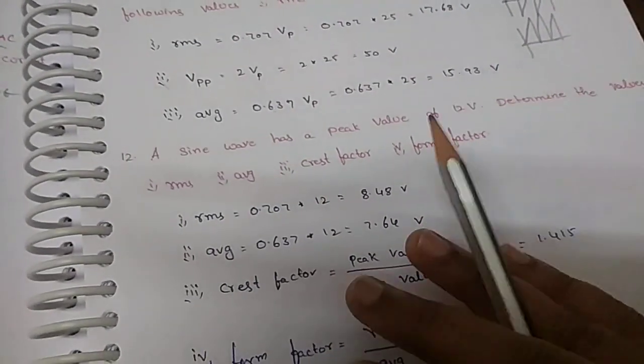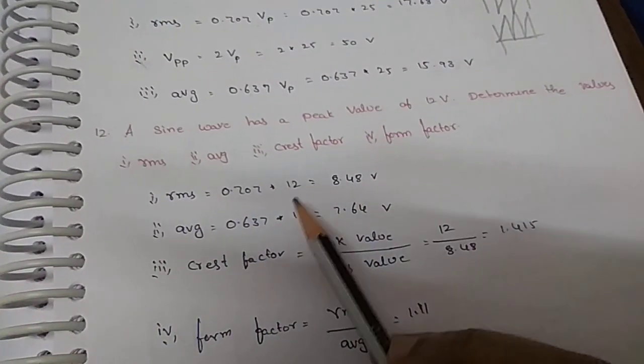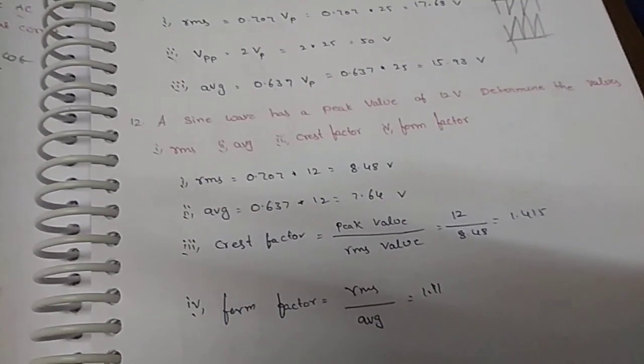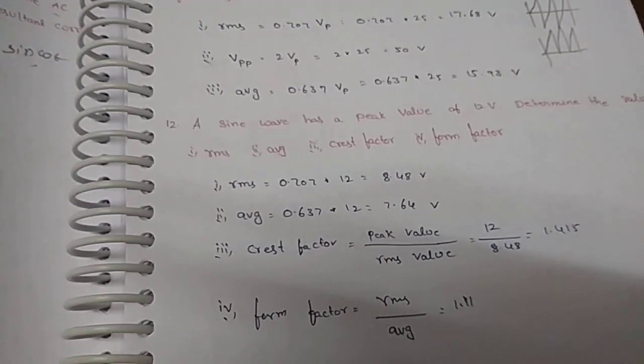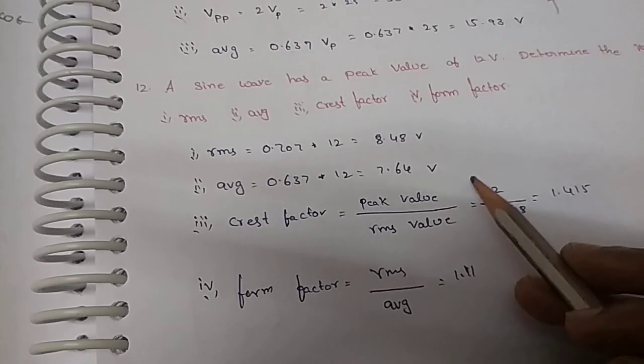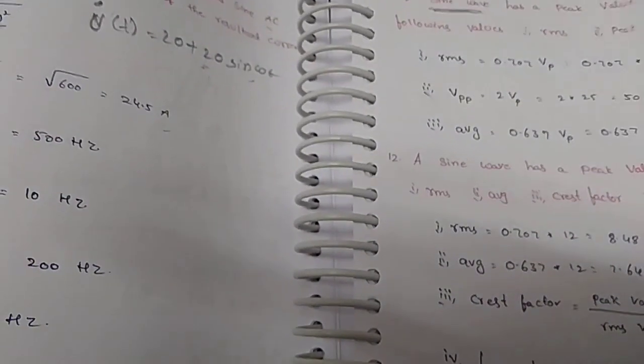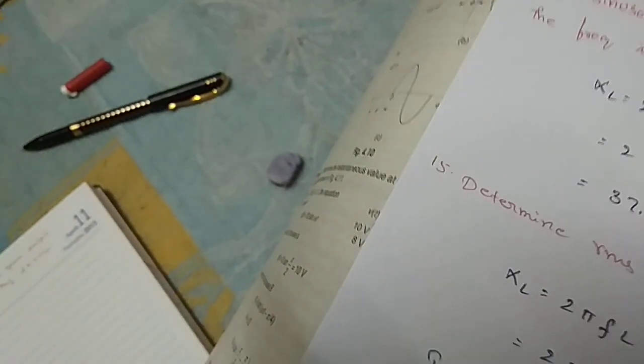In a similar fashion, they ask the crest factor and form factor. Crest factor and peak factor all come under the same condition. So crest factor is peak value by RMS value, and form factor is RMS value by average value. All these things are very simple and easy to calculate.